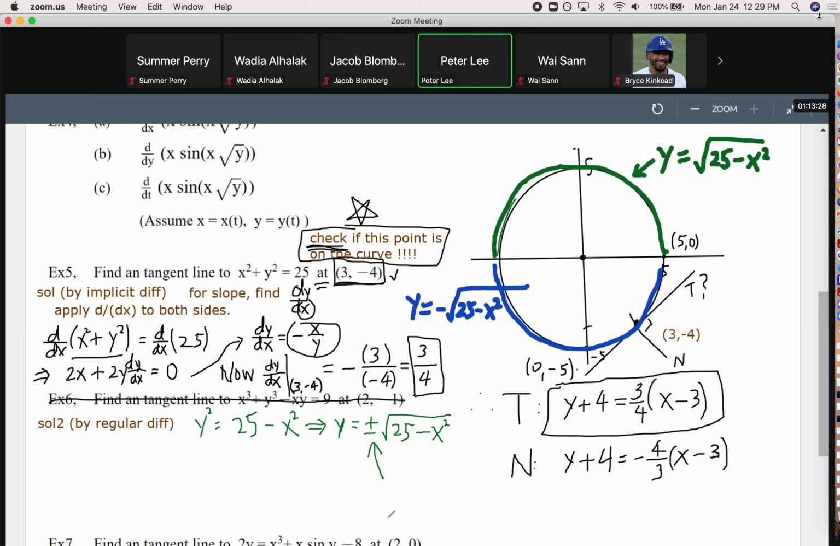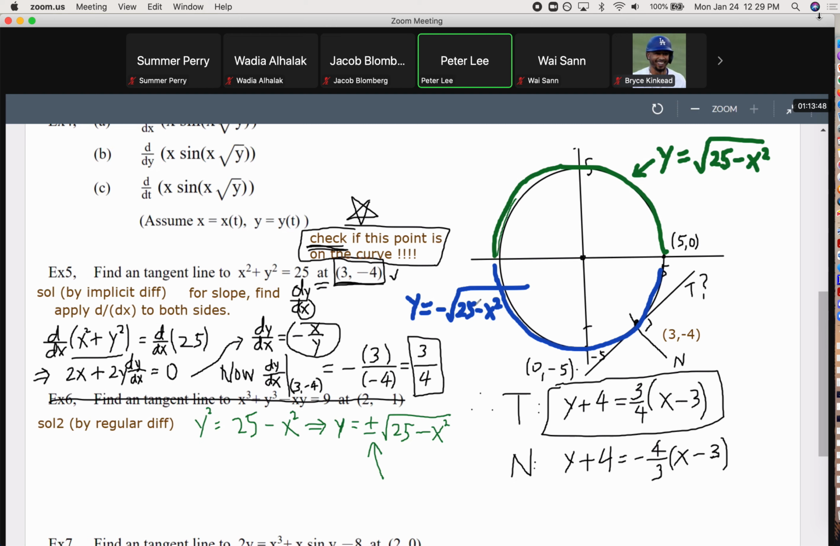So the top half circle is y equals the square root of 25 minus x squared. The bottom half circle is y equals minus the square root of 25 minus x squared. Now in our case, do we choose the positive one or the negative one? These two half circles are actually functions, because for each x they only have one y.